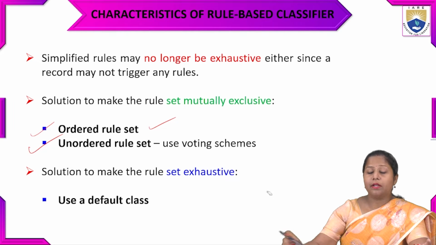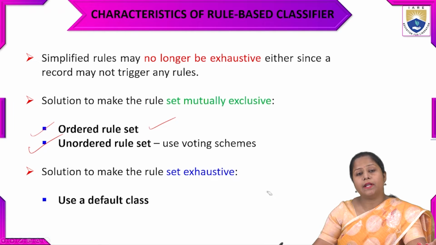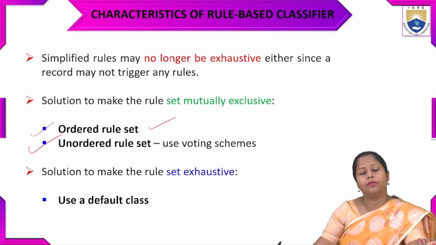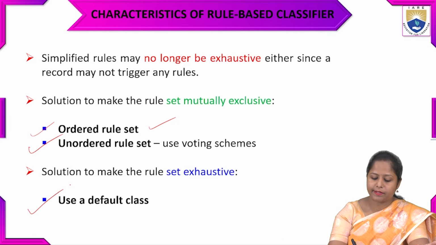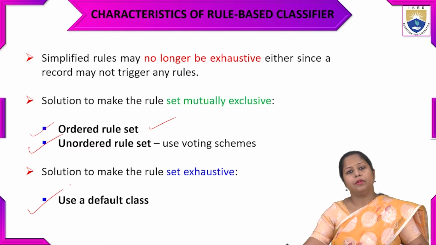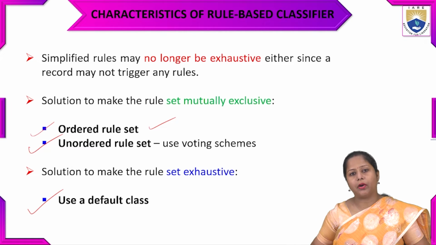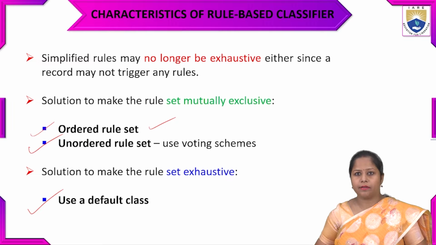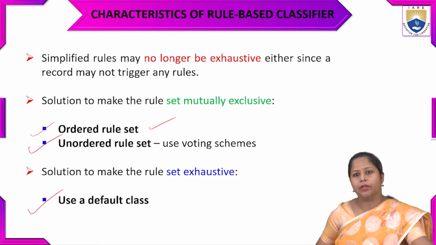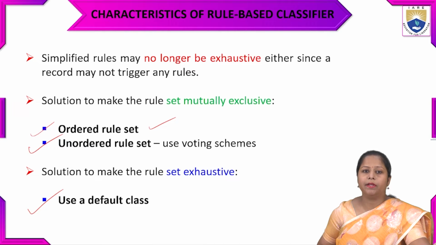If the rules are not exhaustive, the solution is to use a default class. We make a default rule for that, keeping whatever remains as it is. So those are the two solutions for when the mutually exclusive and exhaustive properties no longer hold for the rules.